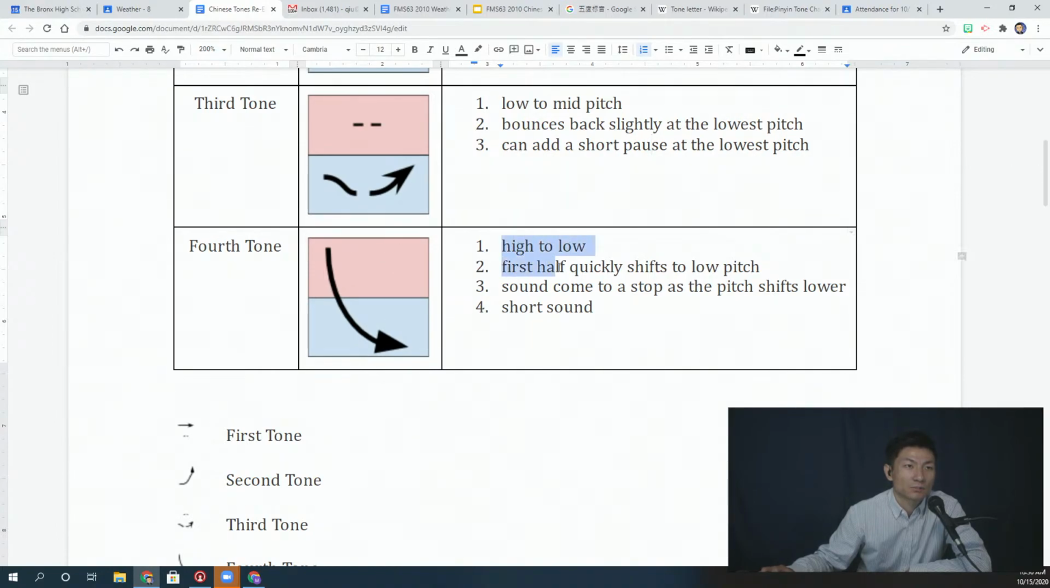And the last one is from high to low. And the fourth tone is relatively short because when you go to the low pitch part, you can't produce the sound very long, and then it naturally comes to a stop.